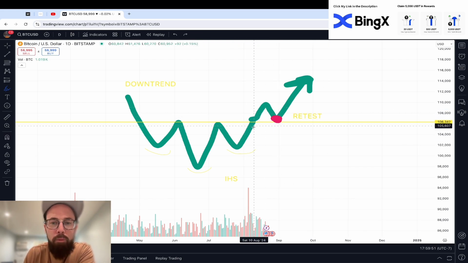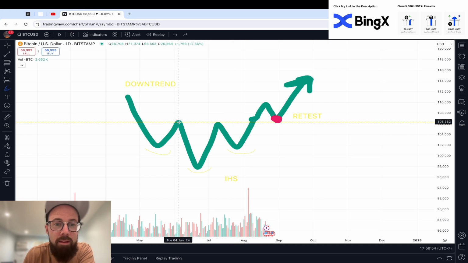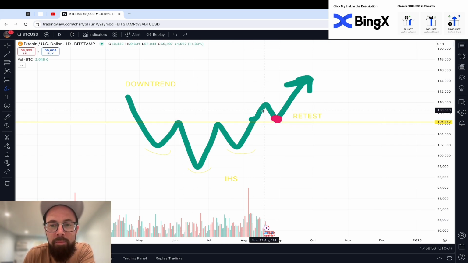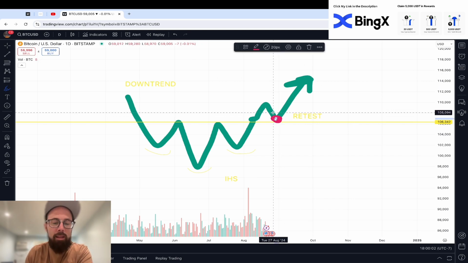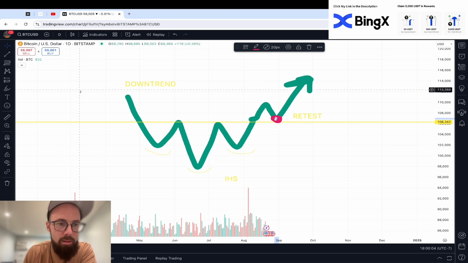So you wait for it to come up above that resistance level, which is just the neckline, and you wait for it to come back and bounce. So you wait for that bounce off of the neckline, and that's when you would enter.